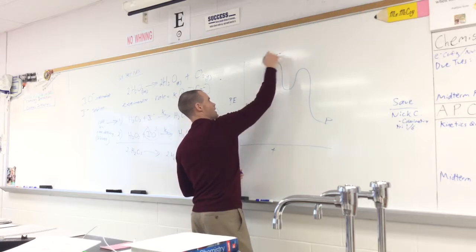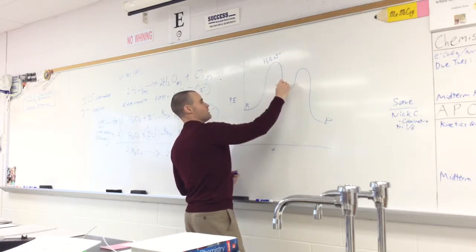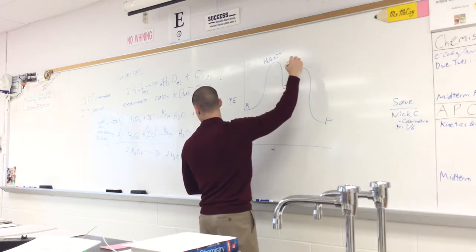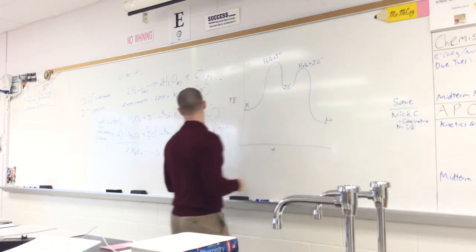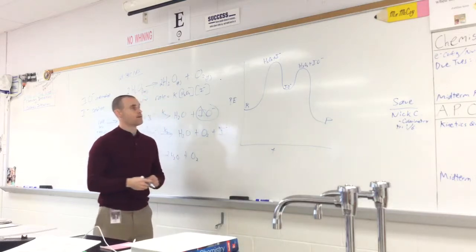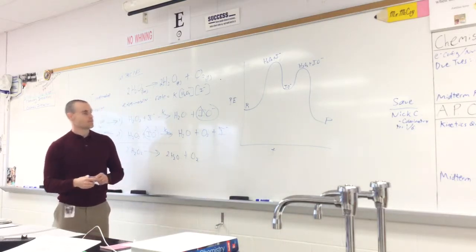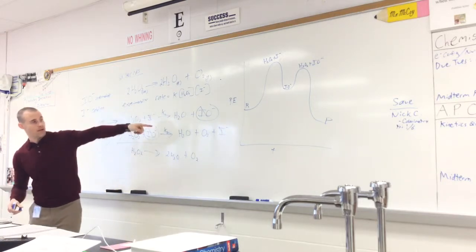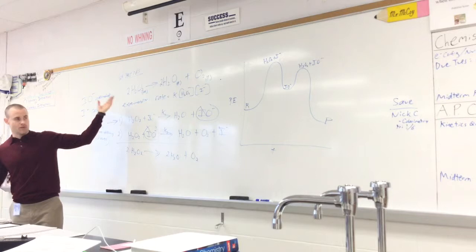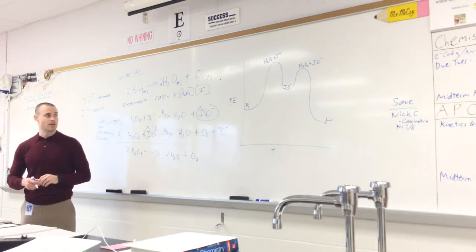I want you to label these: H2O2 and I minus. This is IO minus. This would be H2O2 plus I minus there. And obviously your reactants would be H2O2 and then the products H2O and O2. Those are easy, I feel like. It's the middle that's confusing.